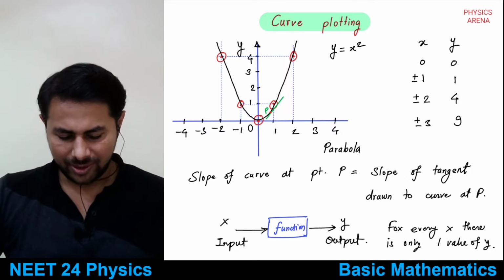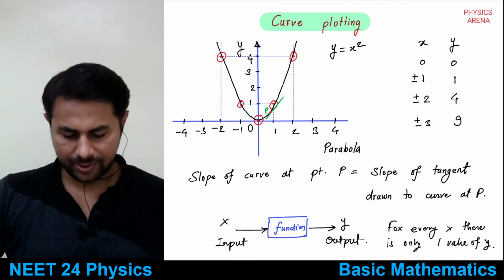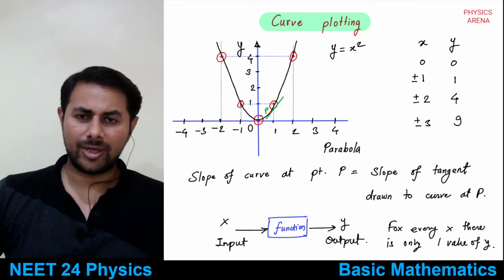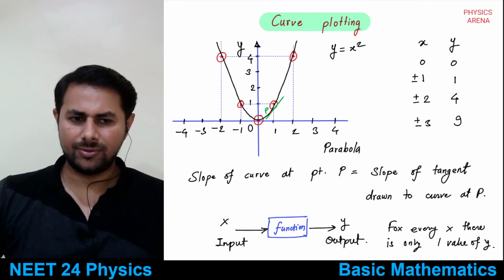So for an example, suppose I want to find out the slope of this curve at some point. What should I do? We know how to find out the slope of a line. I want the slope of a curve. What should I do? Anybody?